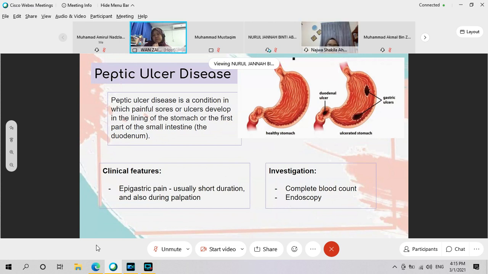Next is peptic ulcer disease. It's a condition in which a painful sore or ulcer develops in the lining of the stomach or duodenum. The clinical features are epigastric pain, usually short duration, but can persist for a long time. And also, there is tenderness during palpation. For investigation, we can do the endoscopy to detect the ulcers and also complete blood count. Next slide.